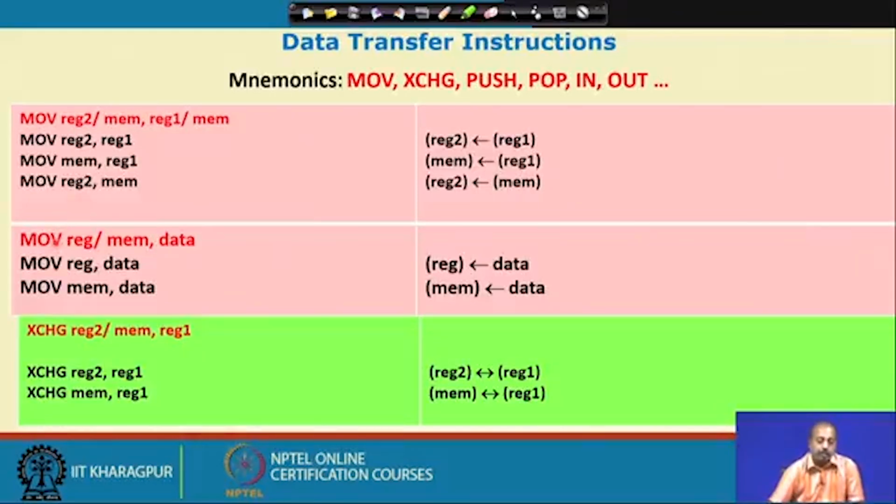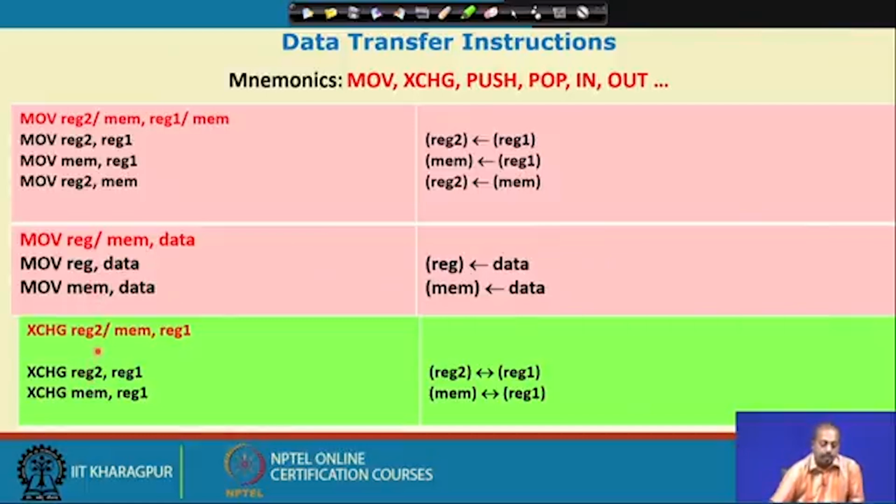Then we can have immediate: move register or memory comma data. This is the immediate mode. You can move some immediate data to a register or a memory location. So, in that category you can have data movement to a register or data movement to memory.